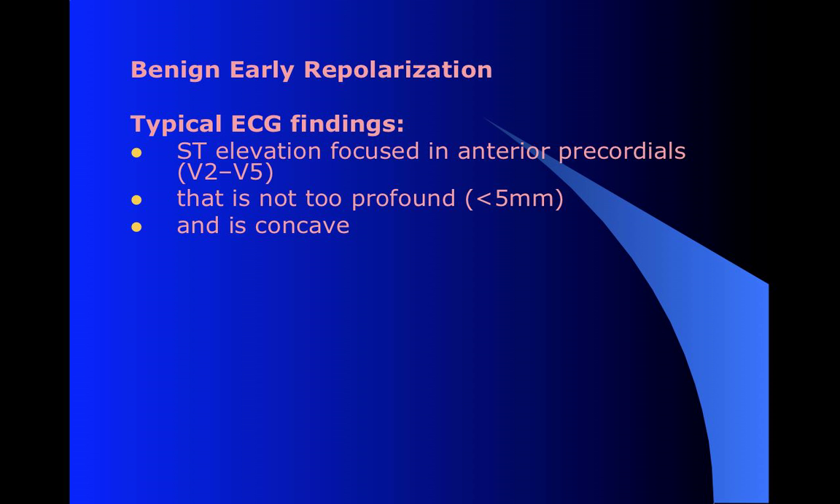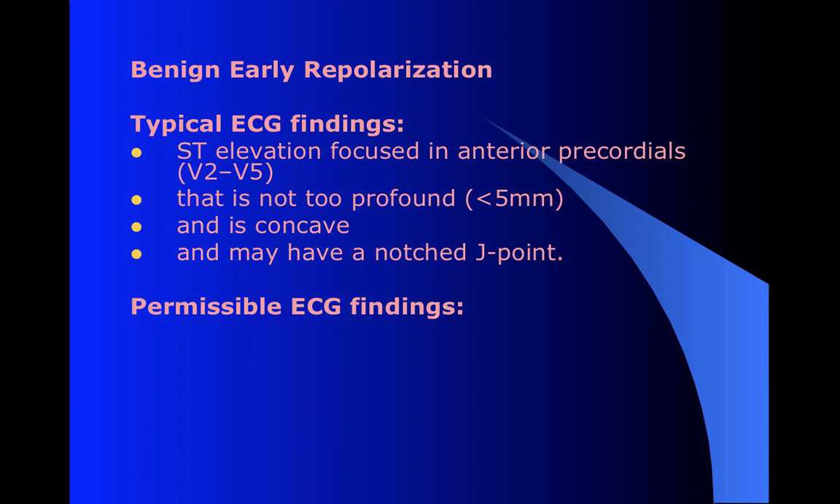A convex ST segment is really pretty abnormal for early repol. And there's often this notching of the J-point, that fish hook you may see, which often is a pretty reassuring sign that what you're dealing with is benign and not an ischemic change.